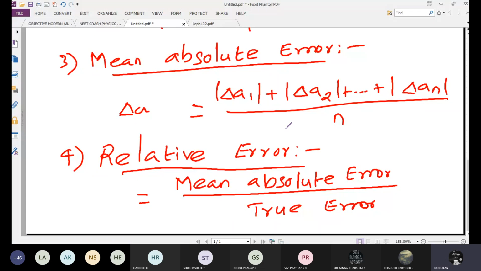So this is the measurement method: mean absolute error, relative error, true value, absolute error. This is a measurement. So how much relative error is there for every value? Mean absolute error divided by true value gives us the relative error.